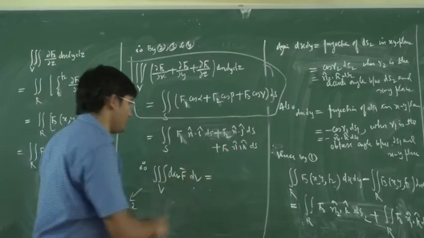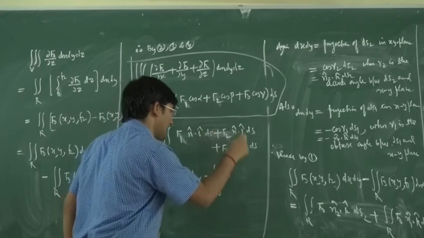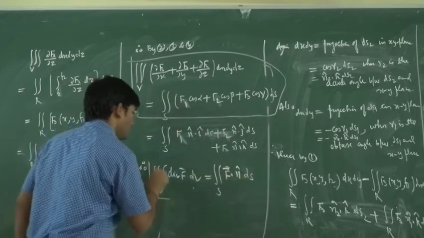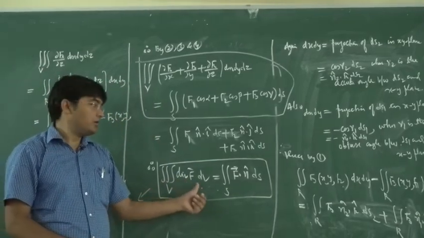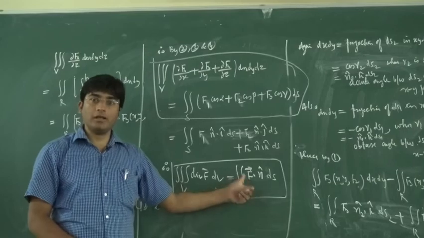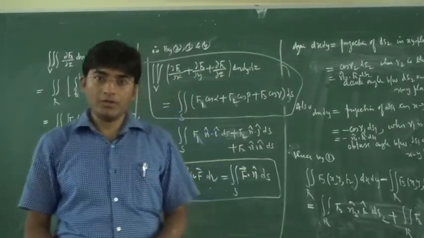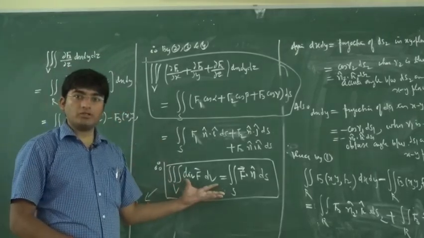So this is vector f. Then we have n cap, and on our side we have dS. So the triple integral of divergence f dv is equal to the surface integral of f dot n dS, and this is the Gauss Divergence Theorem. Now in the next lecture I will give you questions based on this Gauss Divergence Theorem.